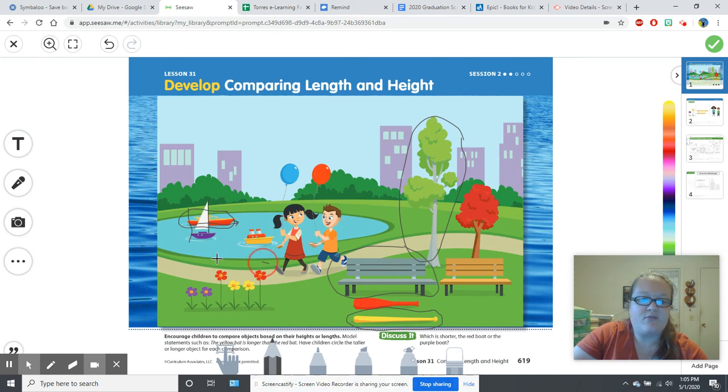What about these flowers? There are 3 different kinds of flowers. I see red flowers, yellow flowers, and purple flowers. Which ones are taller than all the rest? Excellent job. These 2 red flowers are taller than the purple and green or purple and yellow flowers. All right. Let's move on to the next page.